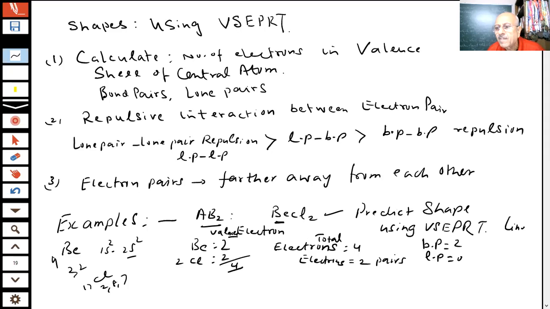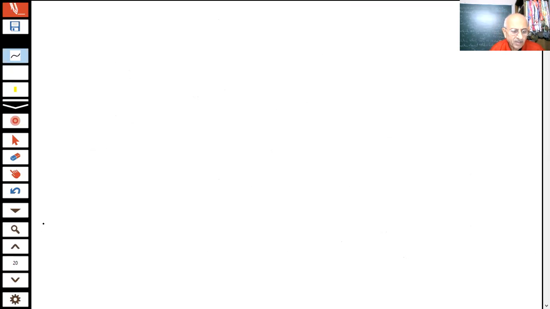What we call linear shape, the molecule will look like this. Because these are repelling, after repelling they will move to farther distance. The maximum separation which can be there in a linear molecule is 180 degrees. 180 degree bond angle. They cannot be farther apart than 180 degrees. Total angle is 360, you know that. Do you understand what I said? Okay, so we can start writing the shapes of the molecules.